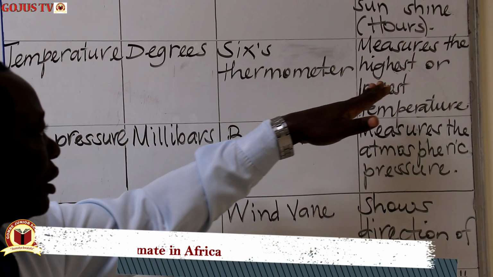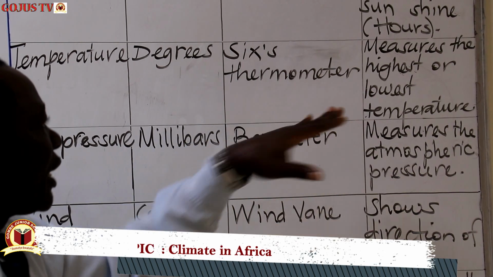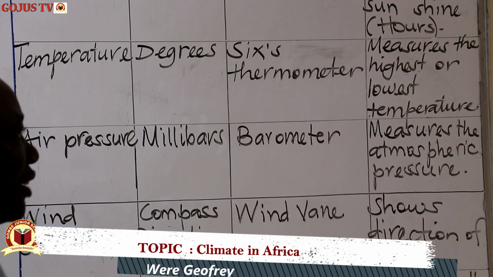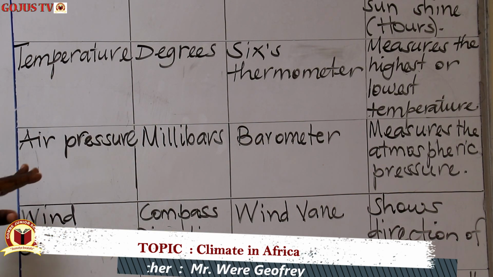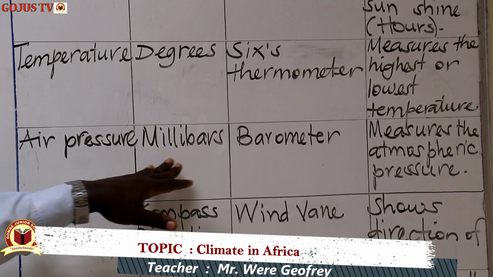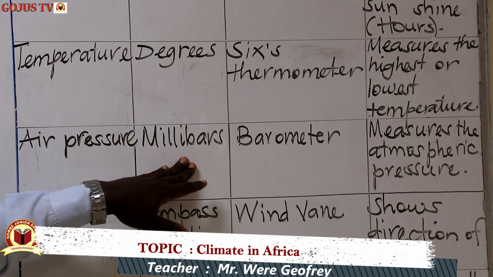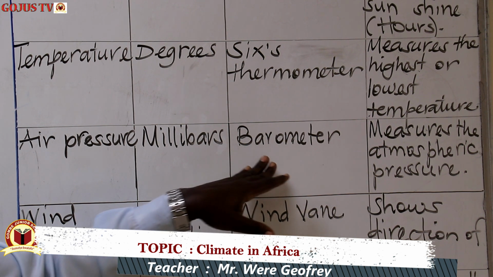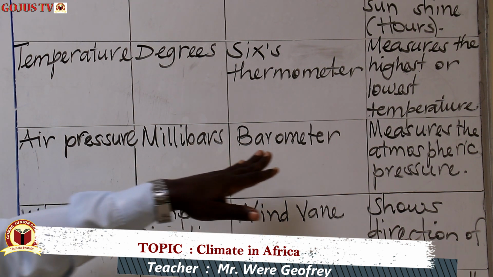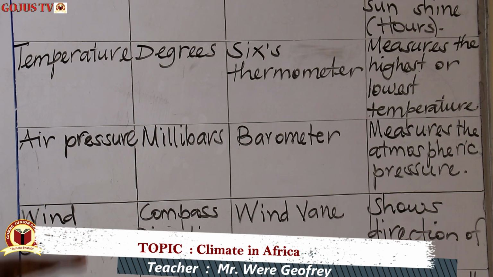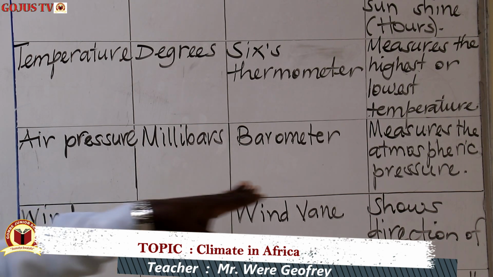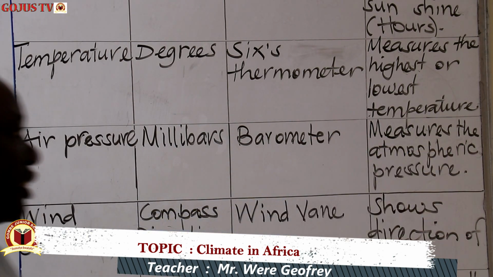The thermometer measures the highest or lowest temperature. Let us look at the air pressure. Air pressure is measured in millibars. The instrument used is the barometer. Take note of the barometer. It's a very common question. Examiners are interested in the barometer. So when they ask you the instrument used to measure air pressure, it's the barometer, and the units are millibars. The barometer measures the atmospheric pressure.